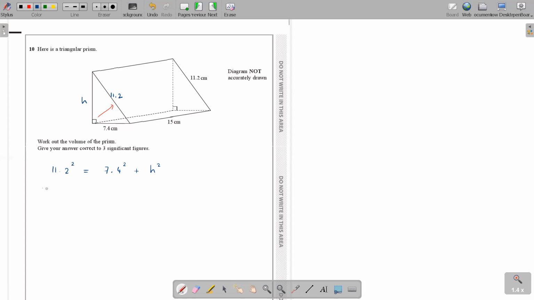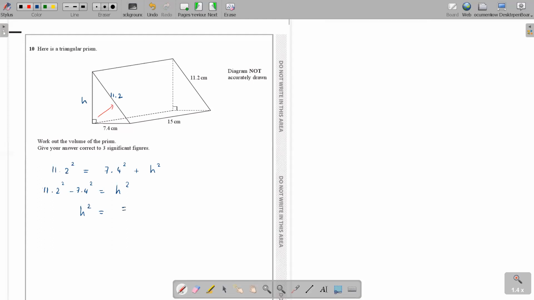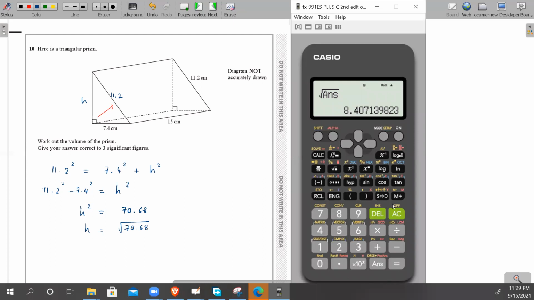So let's get the h squared value. 11.2 squared, not plus, I'm going to take this to the other side, minus 7.4 squared equals h squared. So let me write it down in this way: h squared equals 11.2 squared minus 7.4 squared. So we get a value of 70.68. So h squared is 70.68, which means h equals the square root of 70.68. So let's get the square root answer, and I get a big decimal.